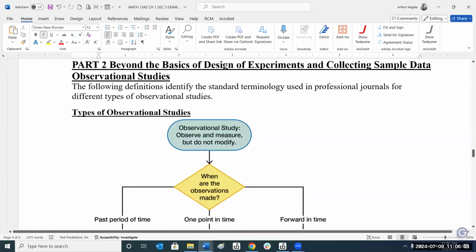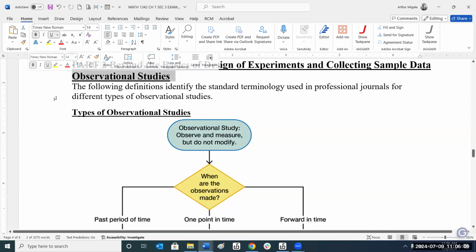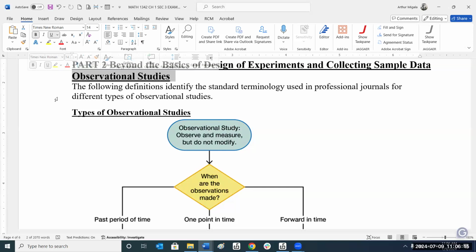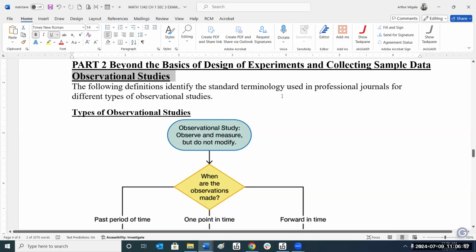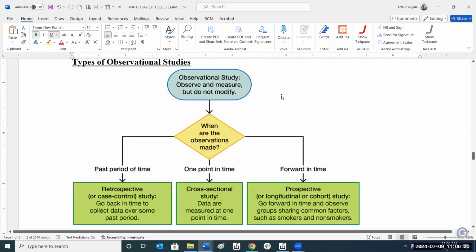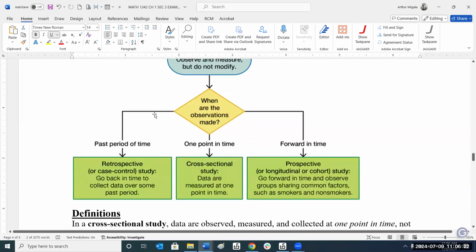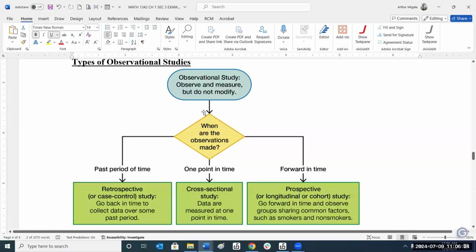Beyond the basics of design of experiments and collecting simple data, observational studies. We talked about this earlier about the anthropologists in the jungle researching a new colony they've discovered. Here's a definition of what this is talking about. Again, we could look at this one. Here, what it means: observational study.